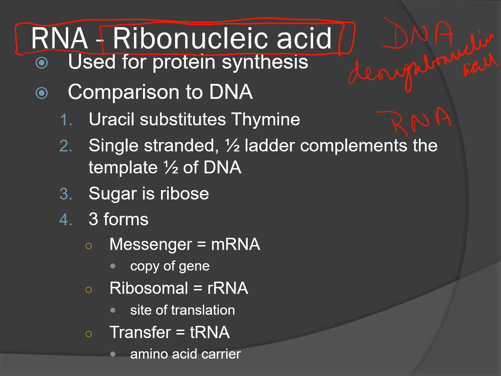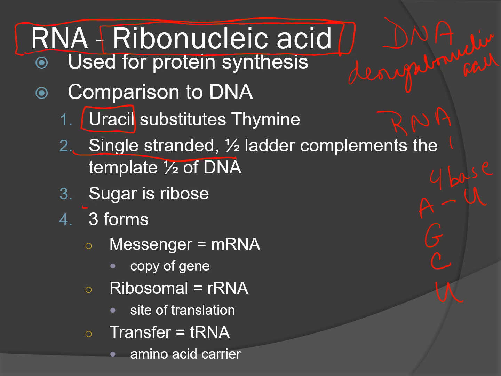RNA structure is very similar to DNA but has a couple of important differences. One is that it still has 4 bases: it has A, G, and C, but it doesn't have T. Instead of T, it has uracil, so instead of a T, it has a U, and U would attach to A instead of T. Also, it's single-stranded, which means it's only one half of the ladder. It doesn't form the double helix.